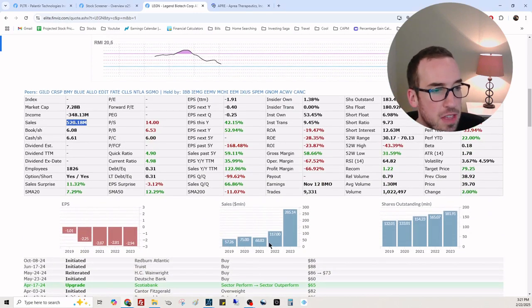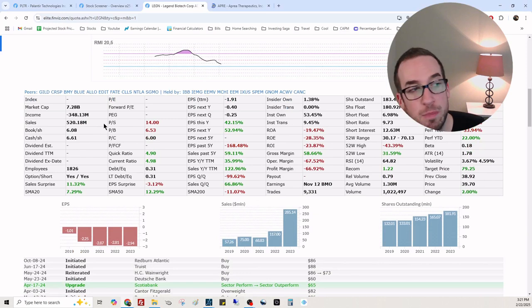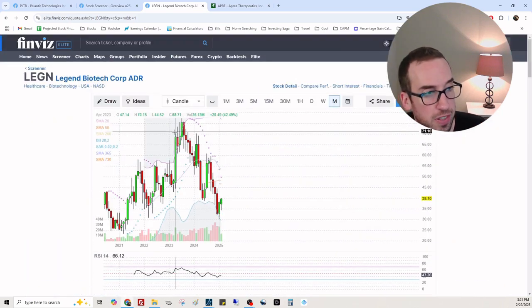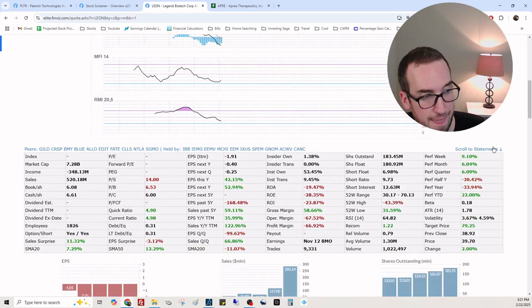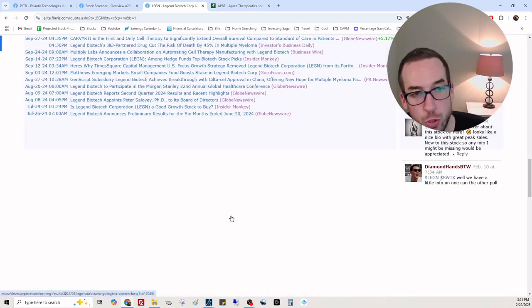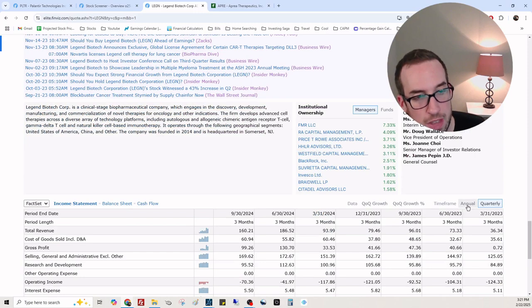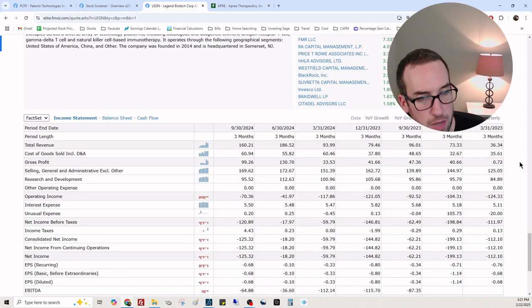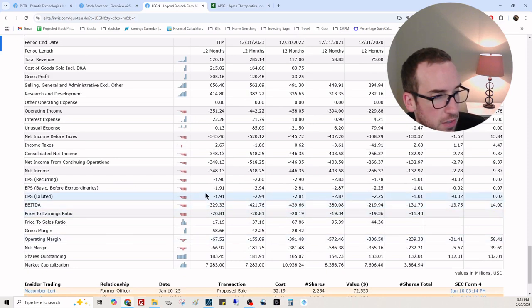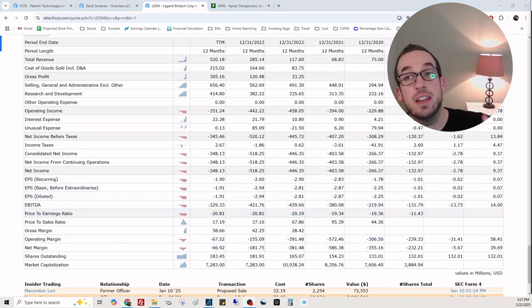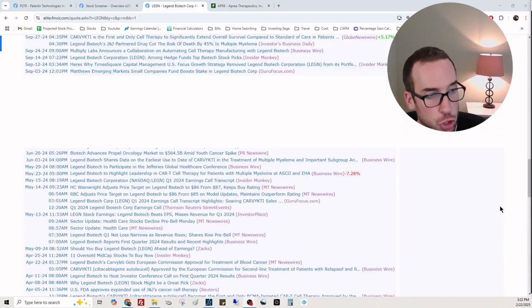Okay, check this out. 2023, they did 285 million. Trailing 12 months, 2024, they did 520 million. They almost doubled 2023 into 2024. In 2023, their stock was around 60, depending where, like 45 to 76. EPS was negative 2.94 for 2023. Trailing 12 months, negative 1.9. So their EPS is improving, sales year over year improving. I think we may have found a gem.